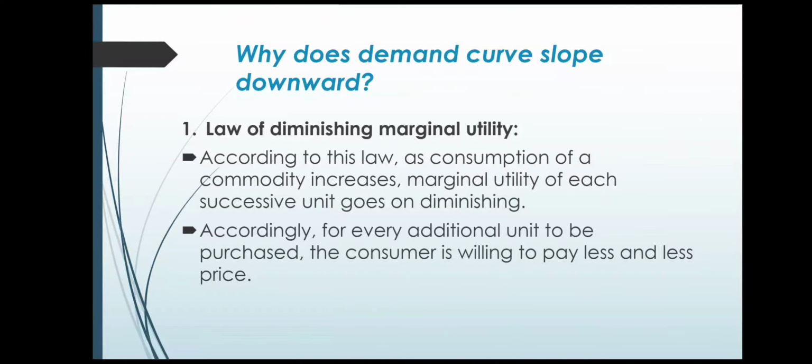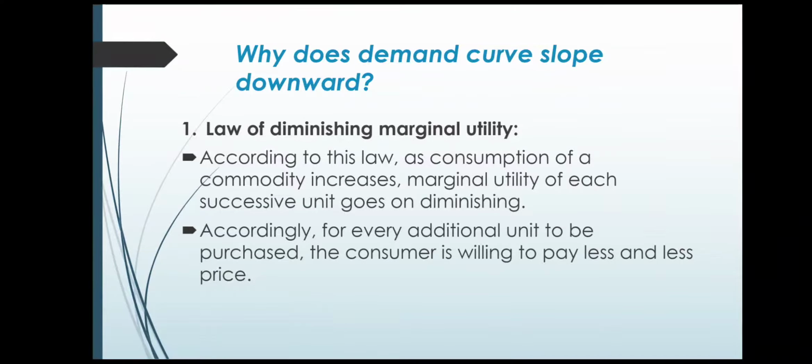Now there is this question, why does demand curve slope downward? We just now saw that law of demand states that there is an inverse relationship between quantity demanded and price, and the downward slope shows that inverse relationship. But there are few other reasons as well that are included over here. So let us study about it.